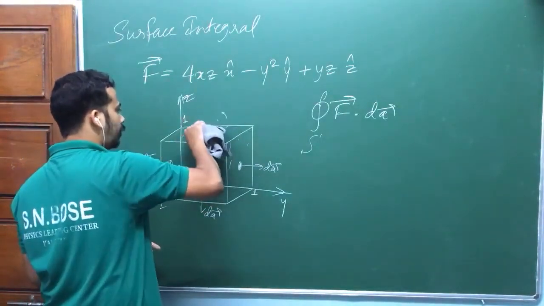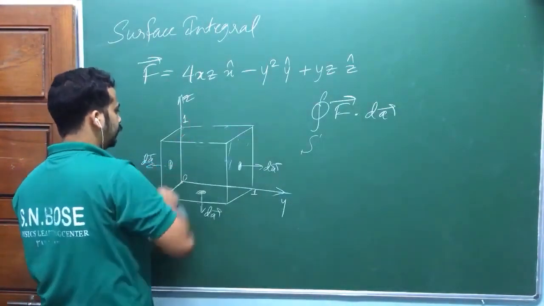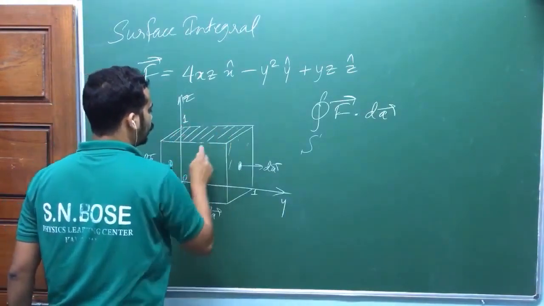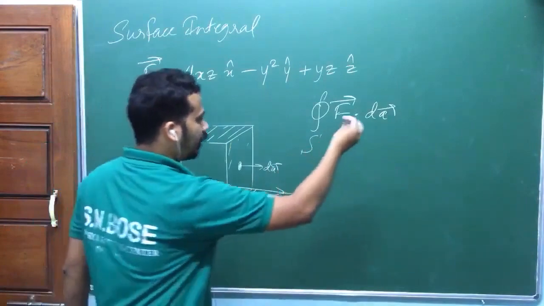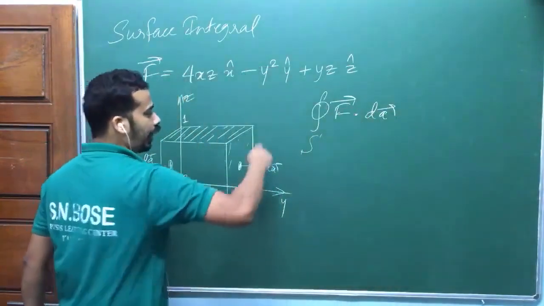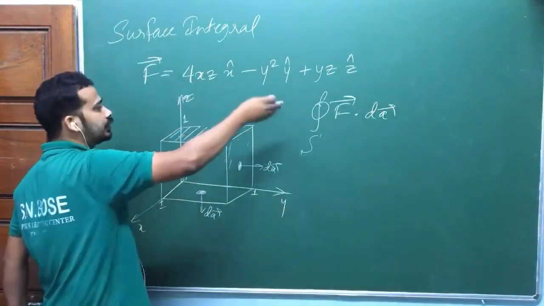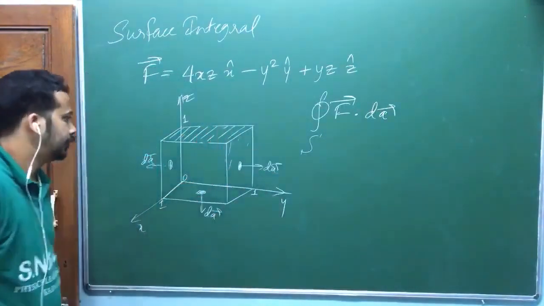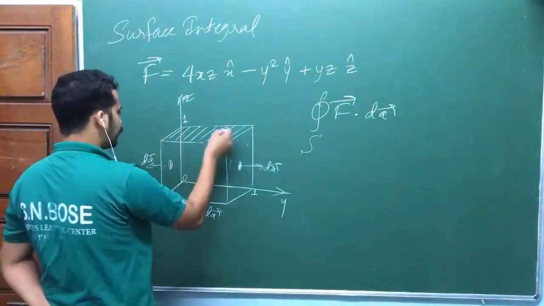Suppose you take this top surface. Again, you have to write the dA vector. Once you write the dA vector, then you can take the dot product. After taking the dot product, you should know the range of this variable. That's it. You can do the integration. Now let me do it for this top surface.